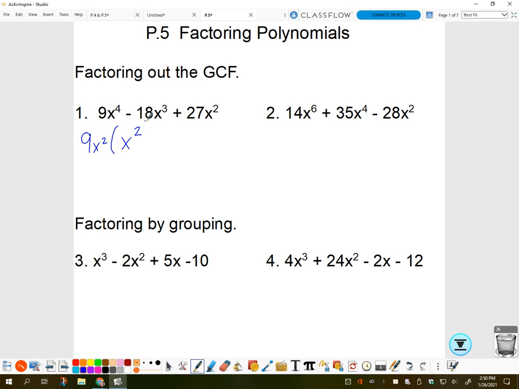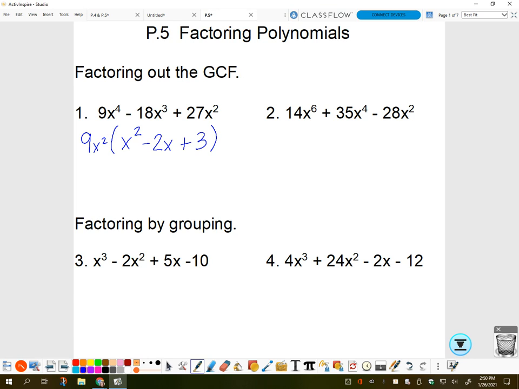All right, to get this one, 9 times 2 is 18, so 9 times negative 2 is negative 18, and you have to multiply by an x to get to your x to the third. And then on that last term, 9 times 3 is 27, and you don't need to multiply by any x's because it's already the right one. All right, and that's all there is to it. You're done.